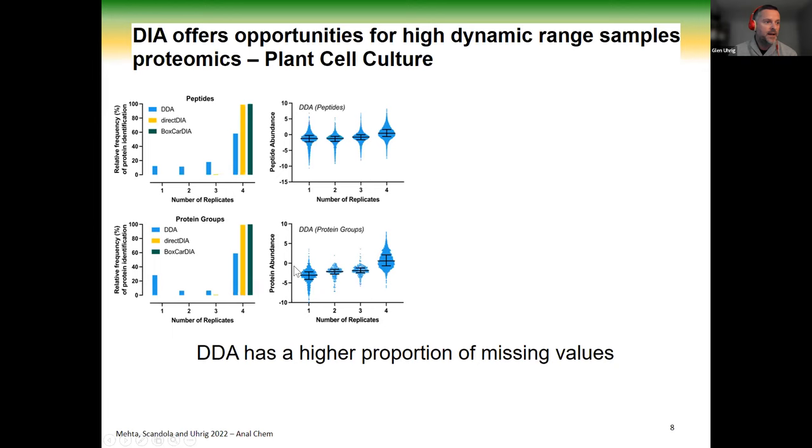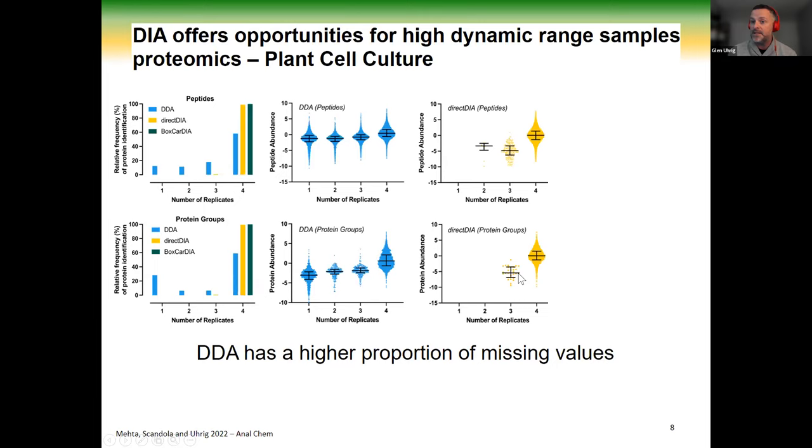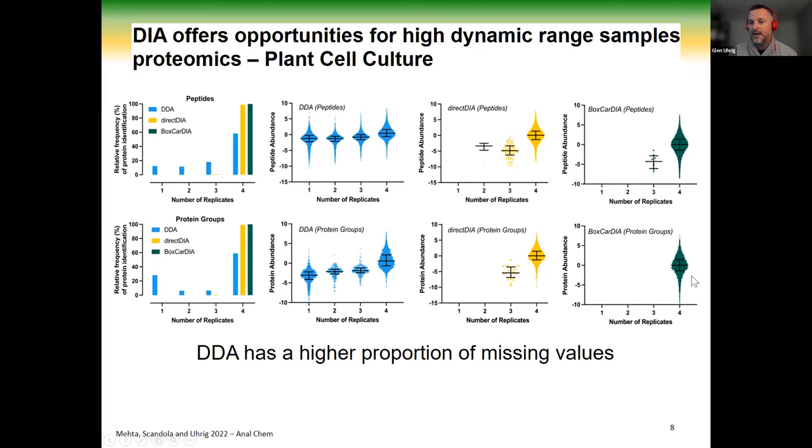However, when you move to direct DIA, you can start to see some improvements where, you know, there's a few things that could be present or being quantified in three or four replicates, but most were in four of four replicates. And then when you move to the boxcar approach, we're seeing complete quantification of the data matrix, a generation of a complete data matrix by quantifying across four of four replicates, which allows us to make more robust biological insights.